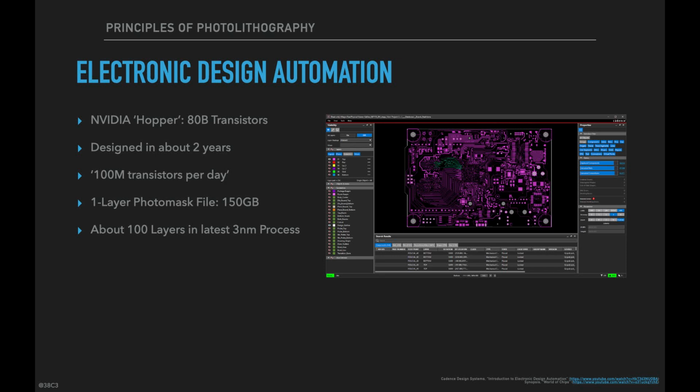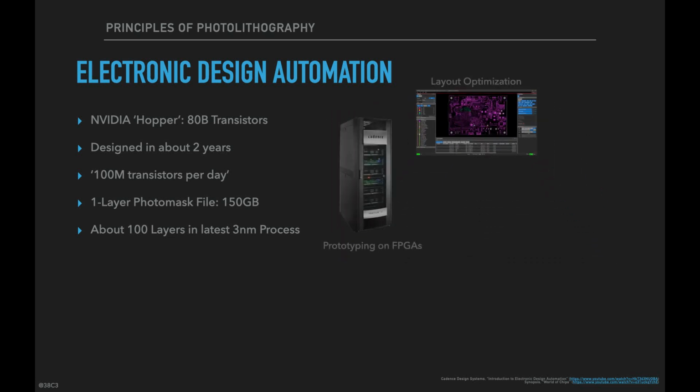And just one layer of this photomask file finally has about 150 gigabytes in size, and you need 100 of these layers. And it's not just the photomask design itself, but once you have your design, you have to prototype it before you print it in the silicon. So you have rooms full of FPGA racks where you implement your design to test it in reality. And you also have to do high-fidelity simulations like thermal simulations on your chip, because you have different parts of the chip that heat up differently.